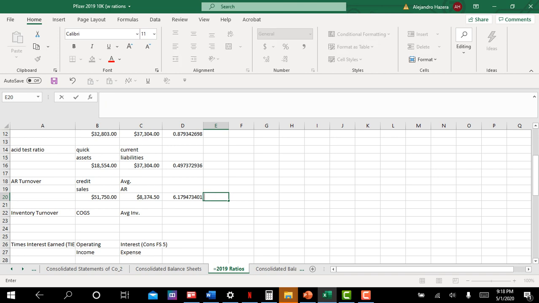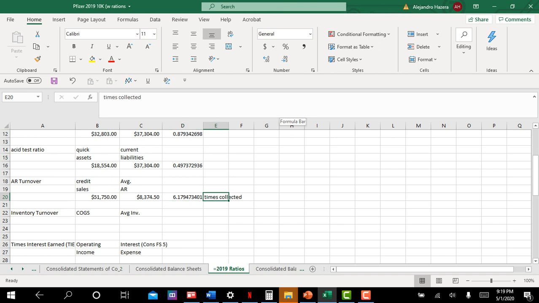This means that I'm going to say times collected. Okay, that means the higher this number, the better. That means that you collected your average receivable balance 6 times this year. You want to collect receivables as fast as you can. A receivable is worth nothing unless you ultimately collect it. And we'll deal with that later in the chapter, but it makes sense that you don't want people owing you money. You want people paying you money.